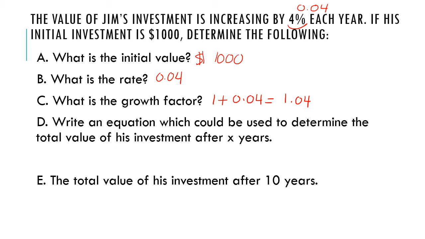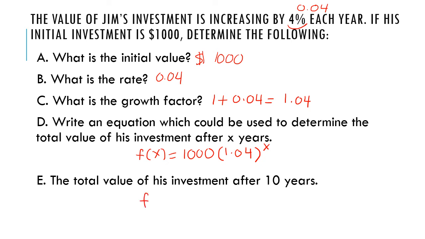Write an equation which could be used to determine the total value of his investment after x years. We know this is an exponential function because we have a growth rate. So my function is going to be f of x equals a, the initial value, which is 1,000, times b, which in this case is the growth factor, 1.04 to the x.